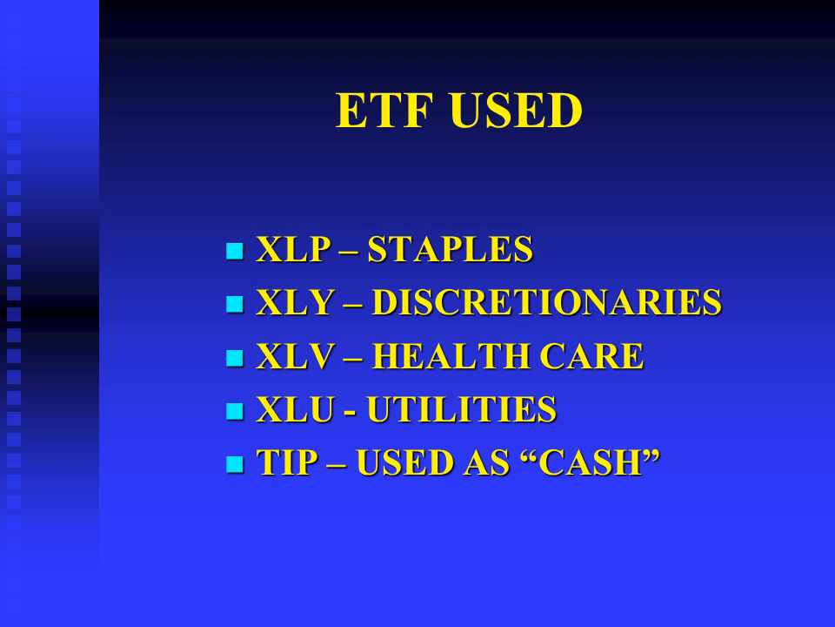The ETFs used were XLP, which is the staples, XLY, discretionary, XLV, healthcare, and XLU, utilities. Instead of using cash, that is short-term money market, we use TIP, which is the short-term inflation-protected bonds.